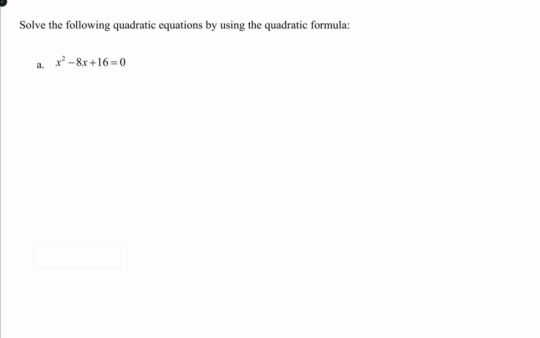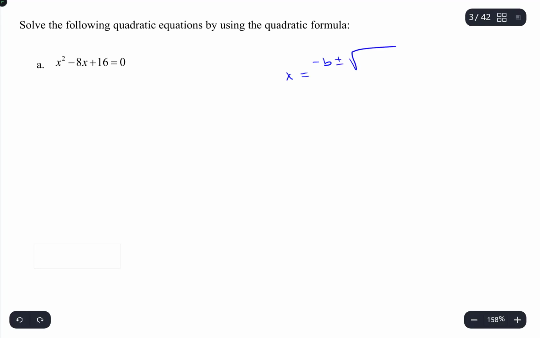Solve the following quadratic equations by using the quadratic formula. All right, so to use the quadratic formula, the first thing is you should probably just write it down because students often remember this improperly. And if you remember it improperly and you use it on a whole bunch of questions on a test, you're going to get a whole bunch of wrong answers. But if the instructor sees that you had the wrong formula, perhaps you'll get some partial credit. So at least do that. So negative b plus or minus the square root of b squared minus 4ac all over 2a.